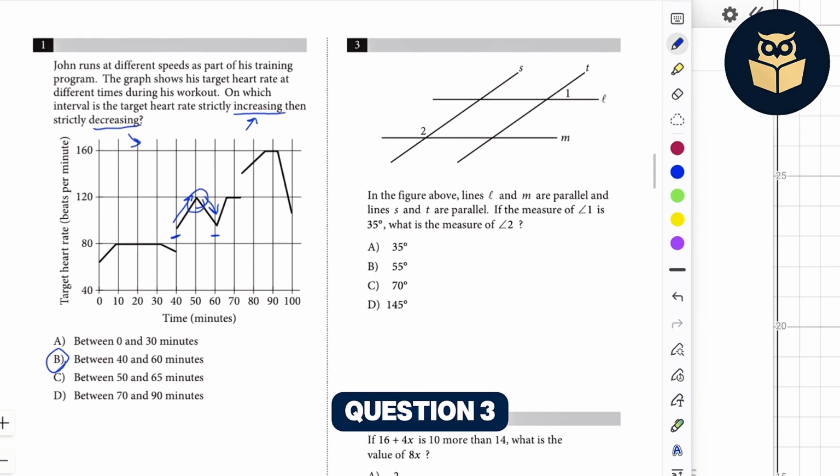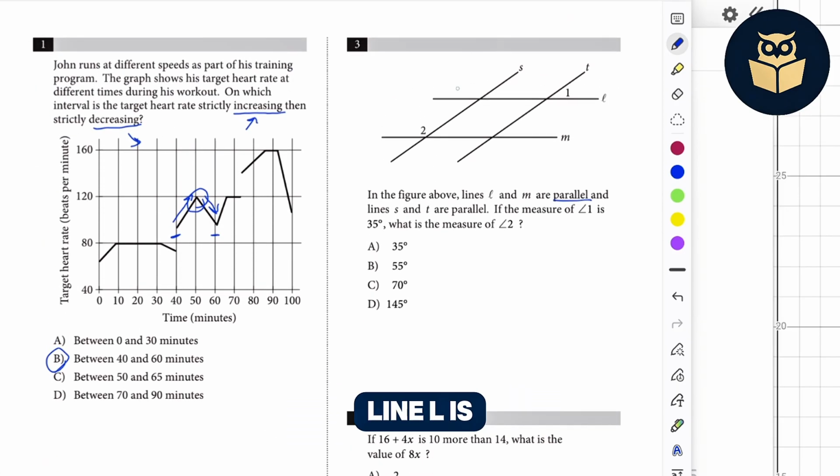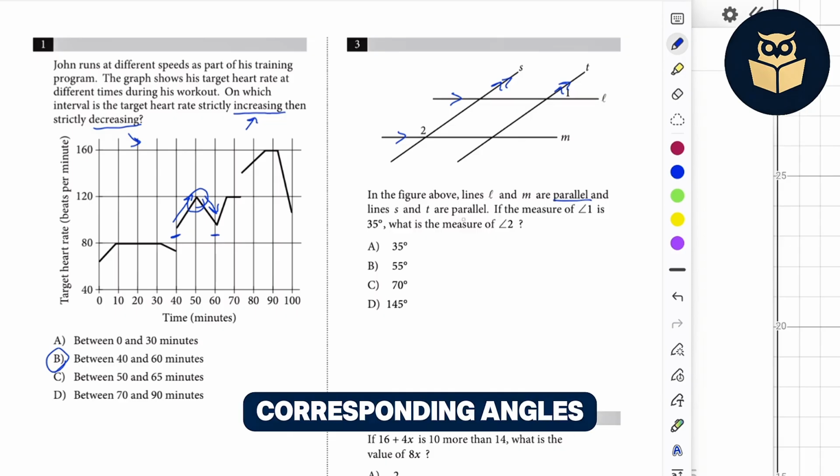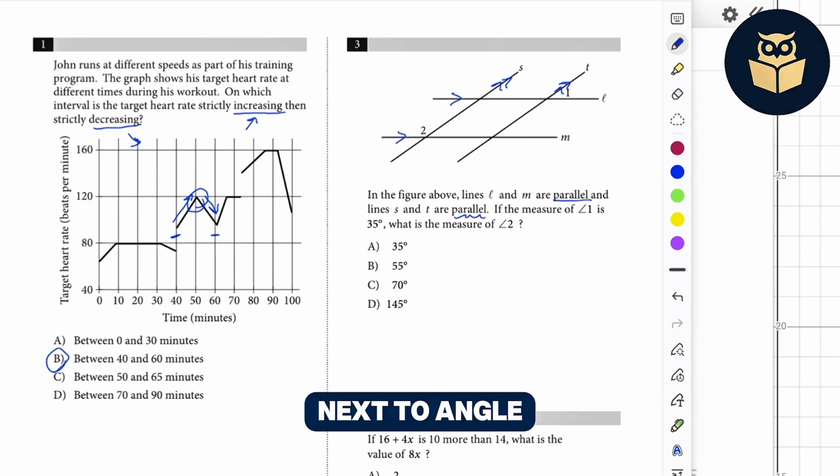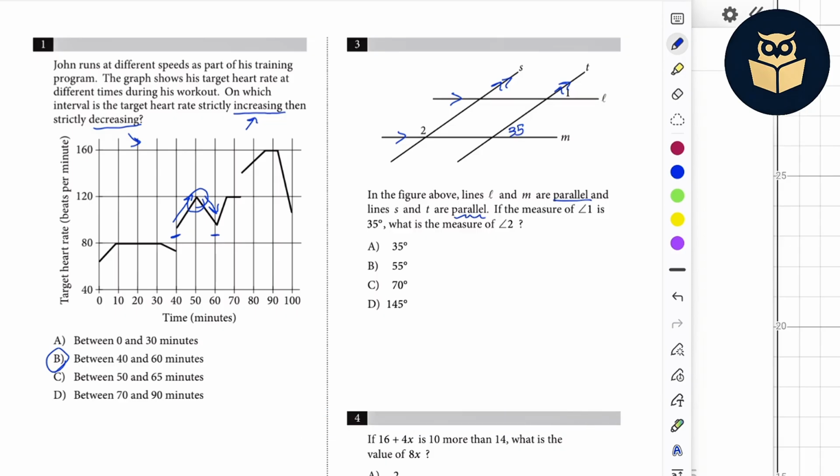Let's check out question 3. We've got parallel lines here. Line L is parallel to line M, and line S is parallel to line T. We know angle 1 is 35 degrees. Thanks to corresponding angles, the angle right next to angle 2 on line M is also 35 degrees.